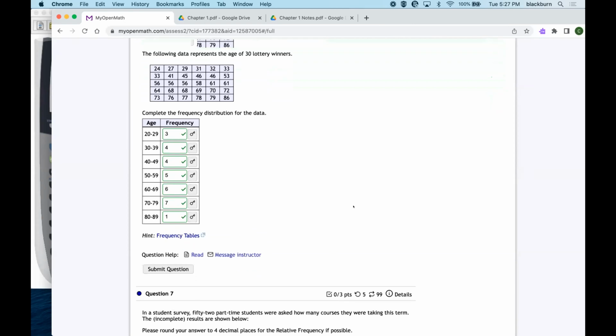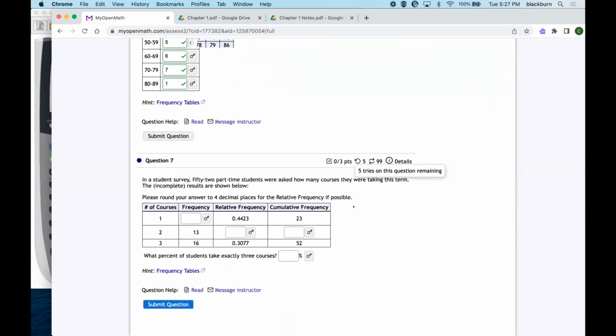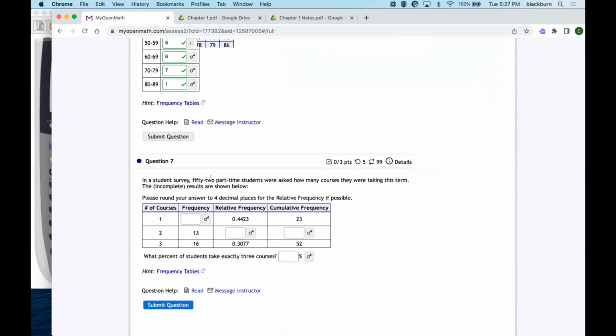And then the last one is another frequency distribution. In a student survey, 52 part-time students were asked how many courses they were taking this term. The incomplete results are shown below. Round your answer to 4 decimal places. So my first box, the 3 frequencies have to add up to the total number of people surveyed. So these 3 have to add up to 52. Well, these 2 add up to 29. So I got to have another 23 to get me to 52.